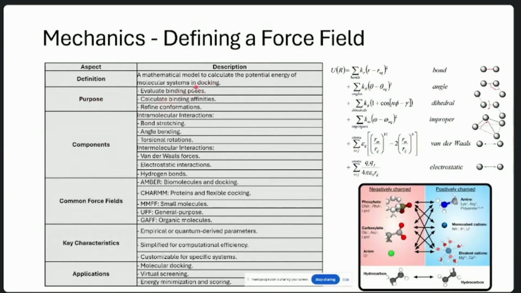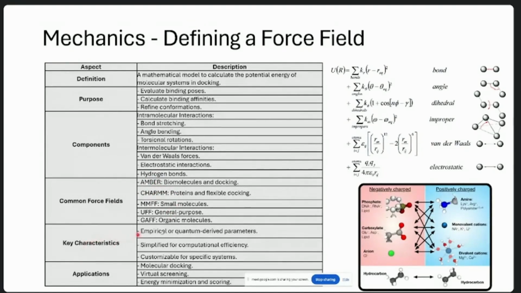So as we can see here, the purpose of the force field is to evaluate the binding, and we want to know the potential energy of the system, so we can calculate the change in this kind of energy upon binding and before binding. We have intramolecular interactions. Intermolecular interactions are taken into account. Common force fields: AMBER is a very common force field. Also, CHARMM is very popular. You'll see those two.